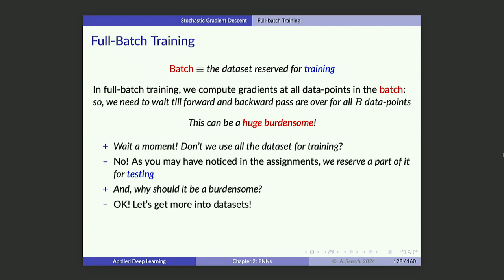And one thing that you might ask me right now, I guess most of you have the idea after assignment 1: you are saying any data point or the part of the data set that has been reserved for training, don't we use all of it? I guess most of you have the answer. No, we don't use all of it. We just reserve a part of it for testing later on. So this was what you did in assignment 1.